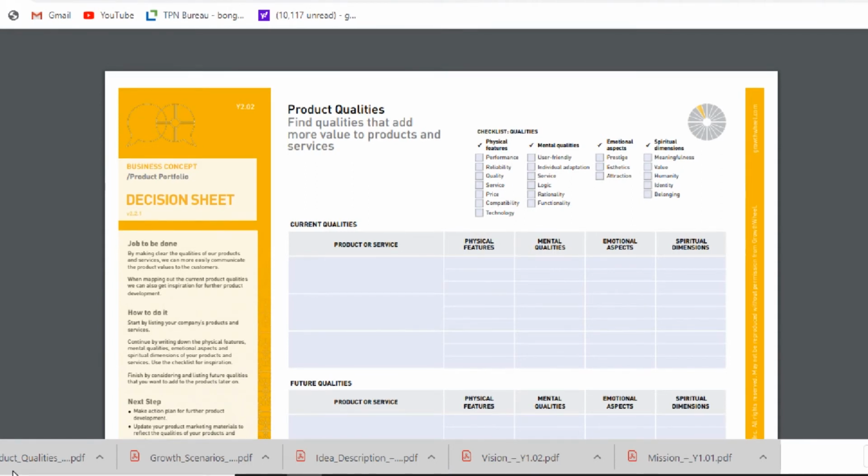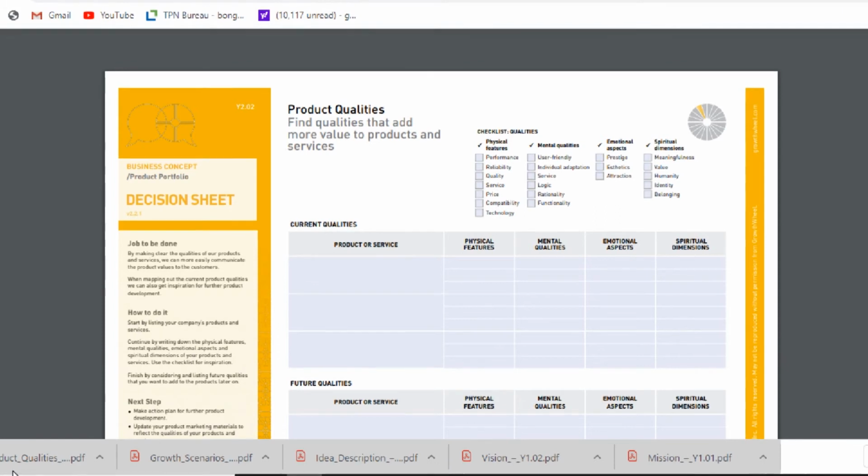mental qualities, we speak about products that are user-friendly. When we speak about products that are user-friendly, it's a product that anyone can use, that does not need a manual for people to be able to understand your product. You look at individual adoption. Can people adopt this concept? Can people adopt this product?